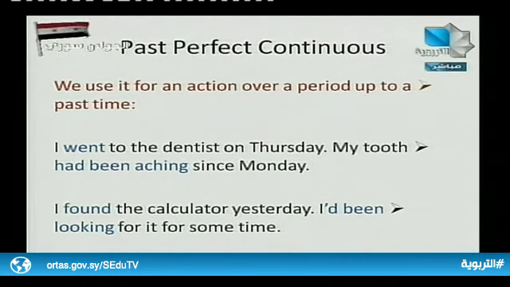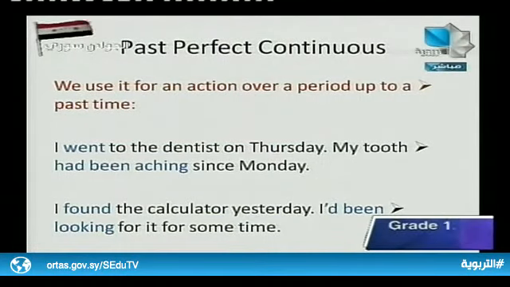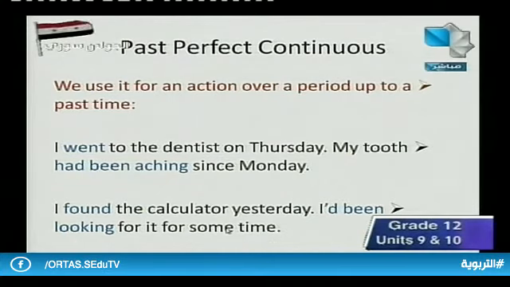So here we use the past perfect continuous to focus on the continuity of the action, on the duration of an action that was in progress. It lasted. It didn't just happen and stop. It's non-stop. Let's have another example. I found the calculator yesterday. I had been looking for it for some time. Before you found it, you had been looking for it for some time, non-stop: for one week, for three days, etc. Good.